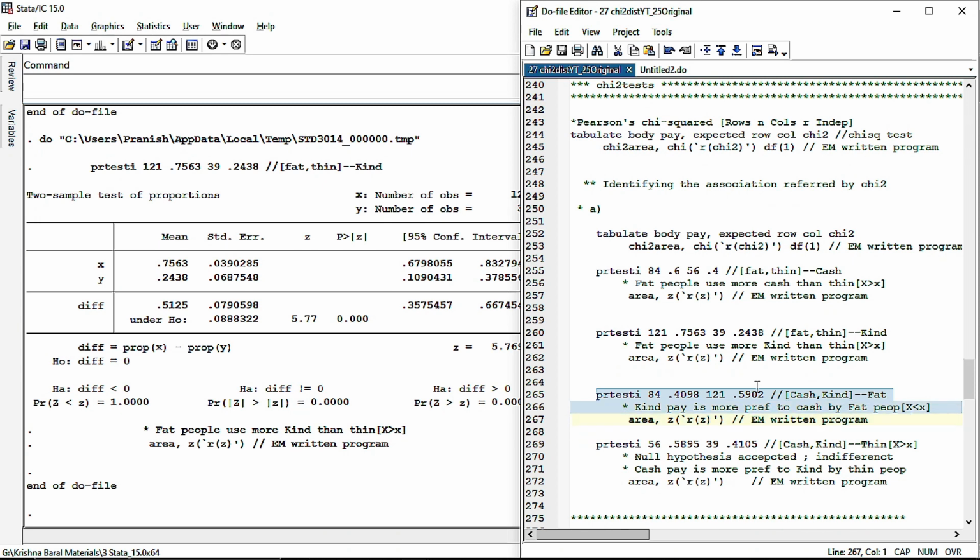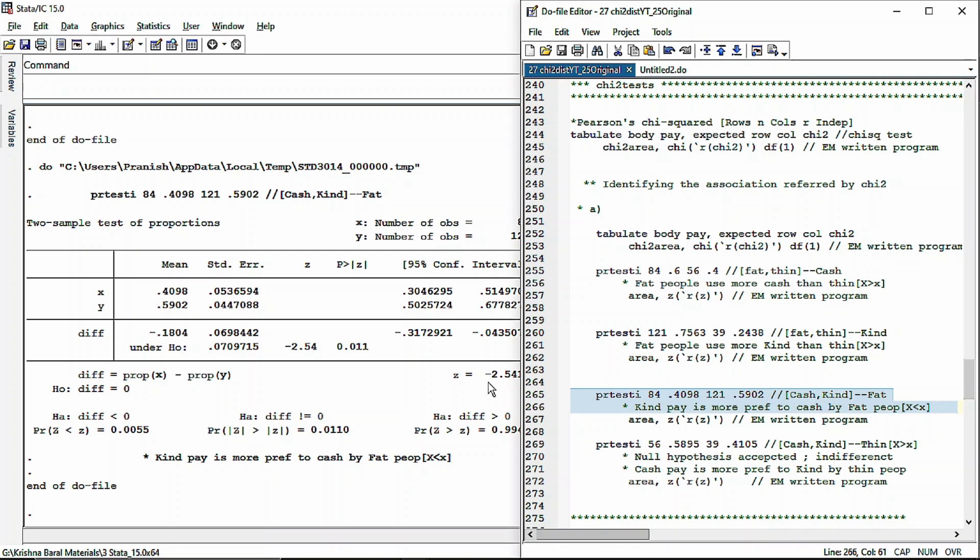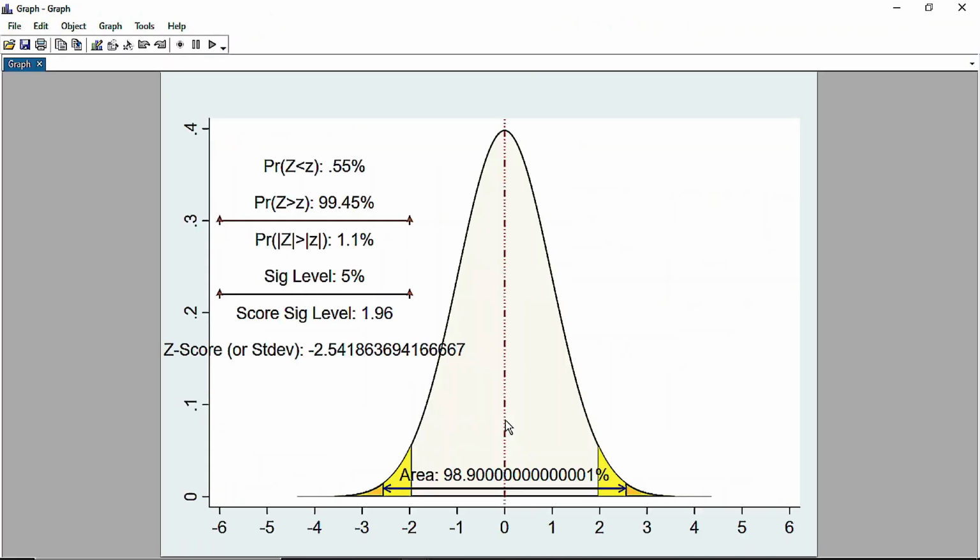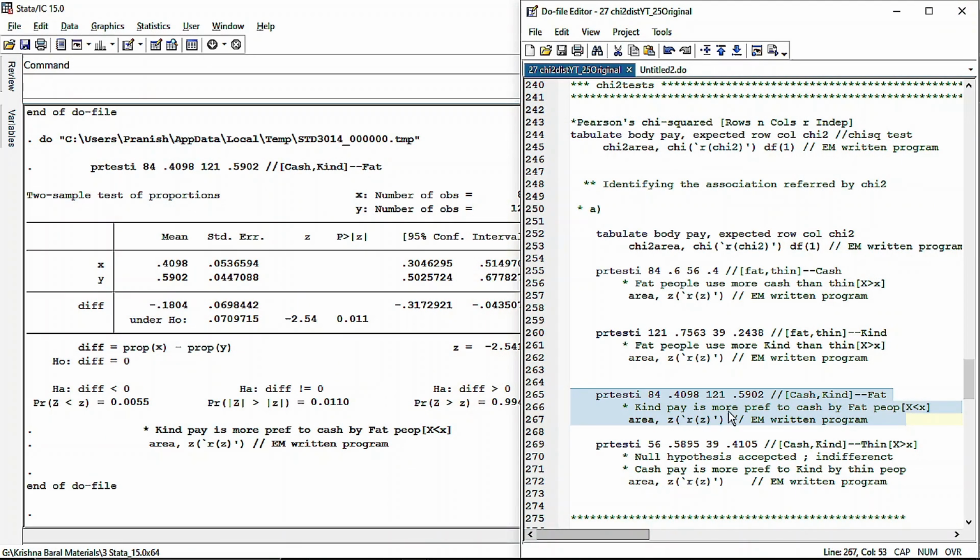First, let us run the proportion test, and let us remember this score: minus 2.5, and 0.1 and 99. So for the two tail test, we reject the null, and for the left tail test, again we reject the null, and we conclude that kind payment is popular among the fat people. So this is some sort of association we have established. So kind payment is more preferred to cash by fat people.